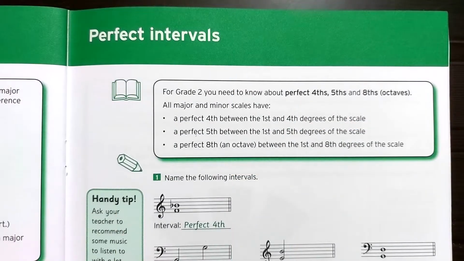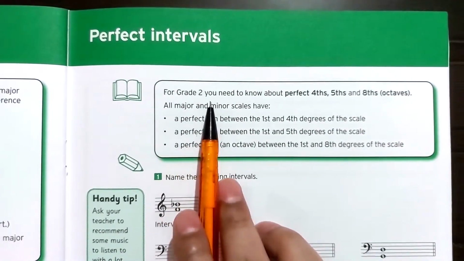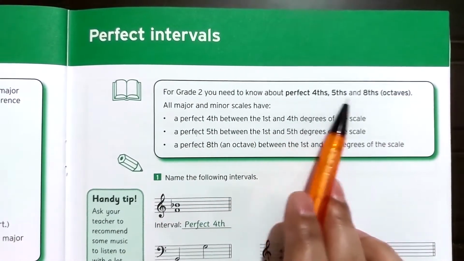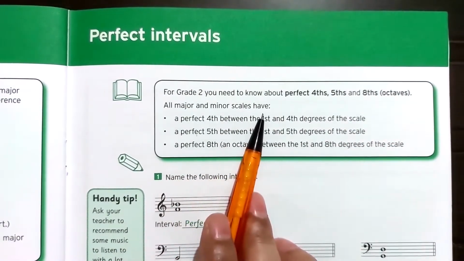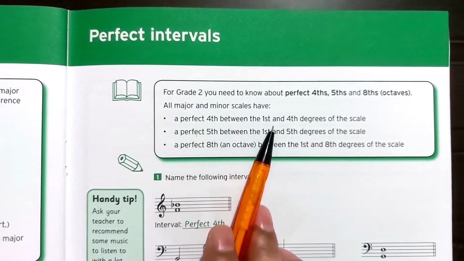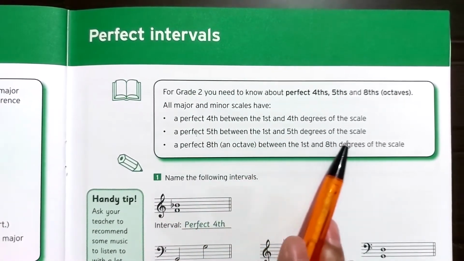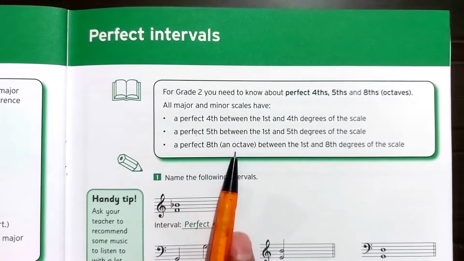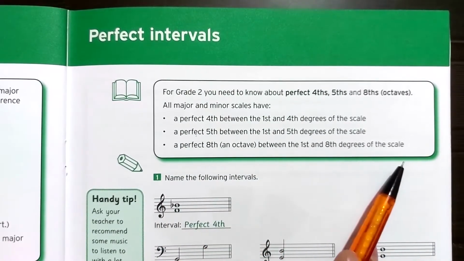So friends, today our topic is perfect intervals. For grade 2, you need to know about perfect fourth, fifth and eighth octaves. All major and minor scales have a perfect fourth between the first and fourth degree of the scale, a perfect fifth between the first and the fifth degree of the scale, a perfect eighth and octave between the first and eighth degree of the scale.